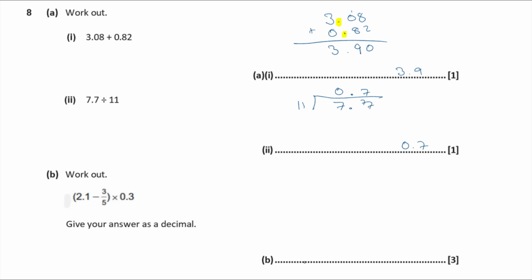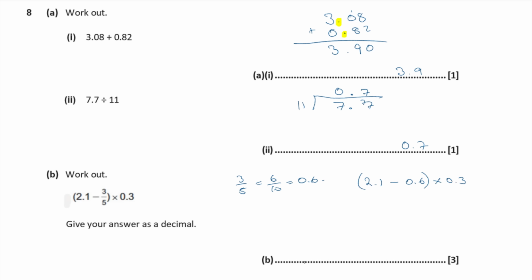Now I need to give my answer as a decimal, so it makes sense to convert 3/5 into a decimal first, because the other two things are decimals as well, aren't they? So what's 3/5 as a decimal? Well, 3/5 is the same thing as 6 over 10, and that's the same thing as 0.6, isn't it? So what I've got is 2.1 minus 0.6 times 0.3. That's what I need to work out.